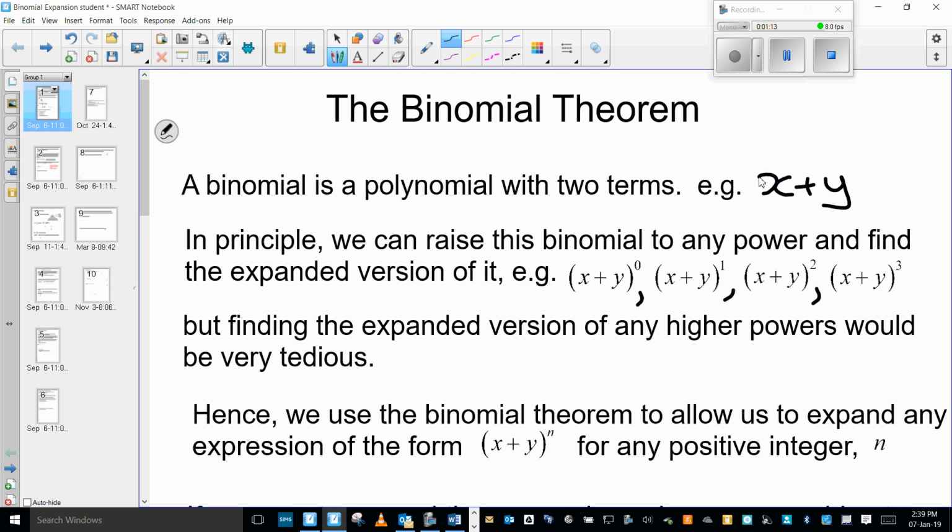What's going to happen is when we start to get to the square, we need to do FOIL. So we'd actually have to start expanding it. Again, with x plus y cubed, we'd have our brackets and we'd have our expansion.